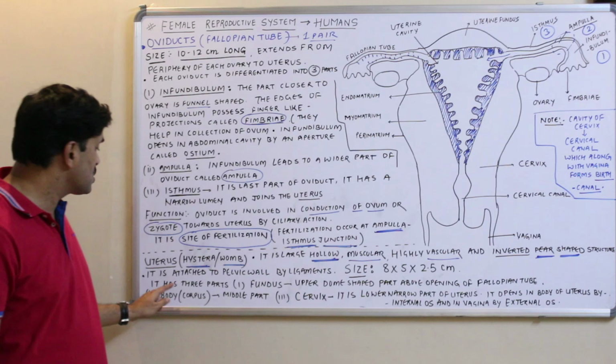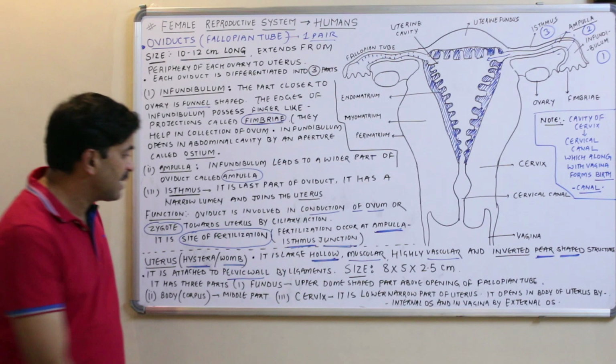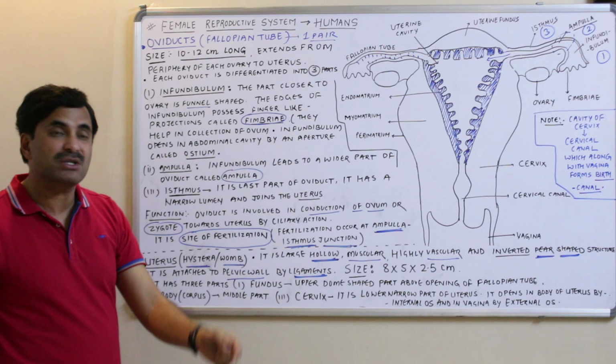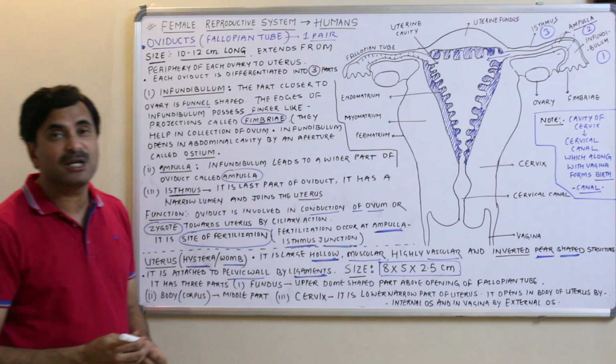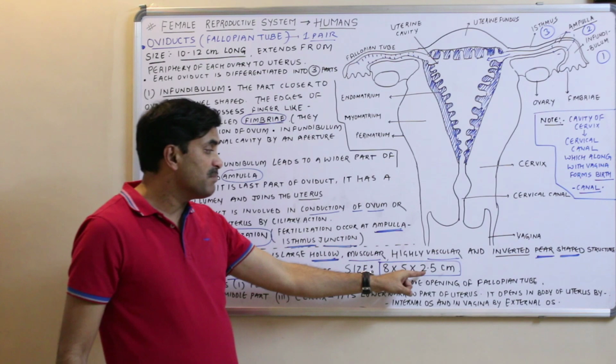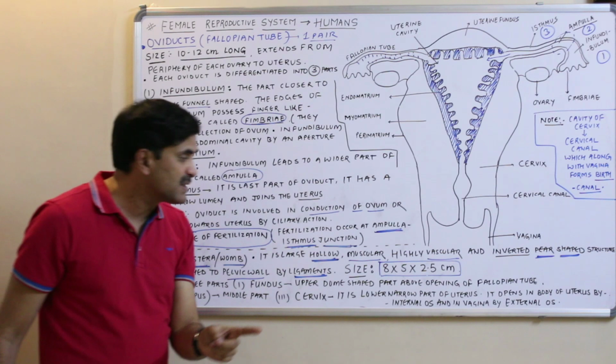an inverted pear shaped structure, and it is attached to the pelvic wall with the help of the ligaments. As I have said, it is a large hollow sac like structure. Its size is 8 cm into 5 cm into 2.5 cm. In some books it may be written 3 cm, so don't be confused, it may vary in size.